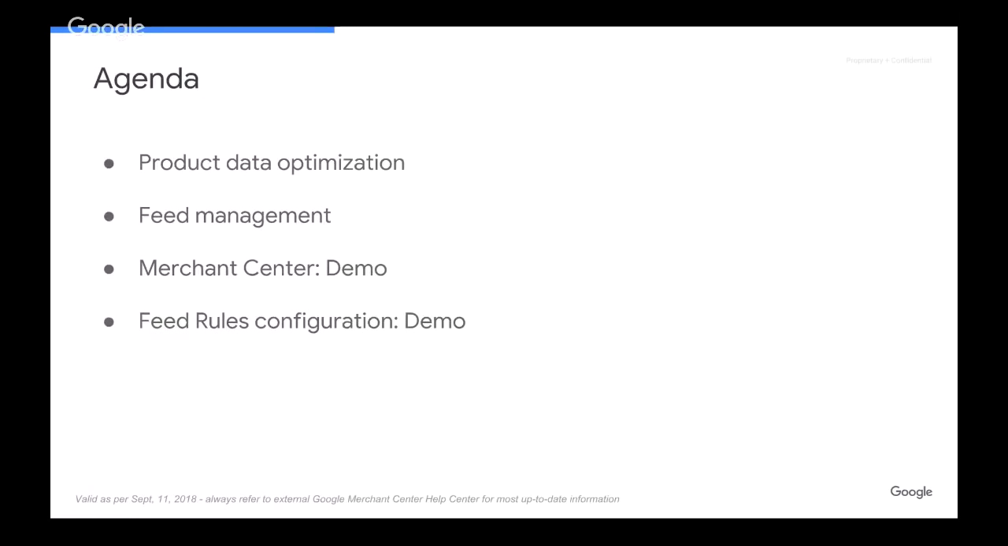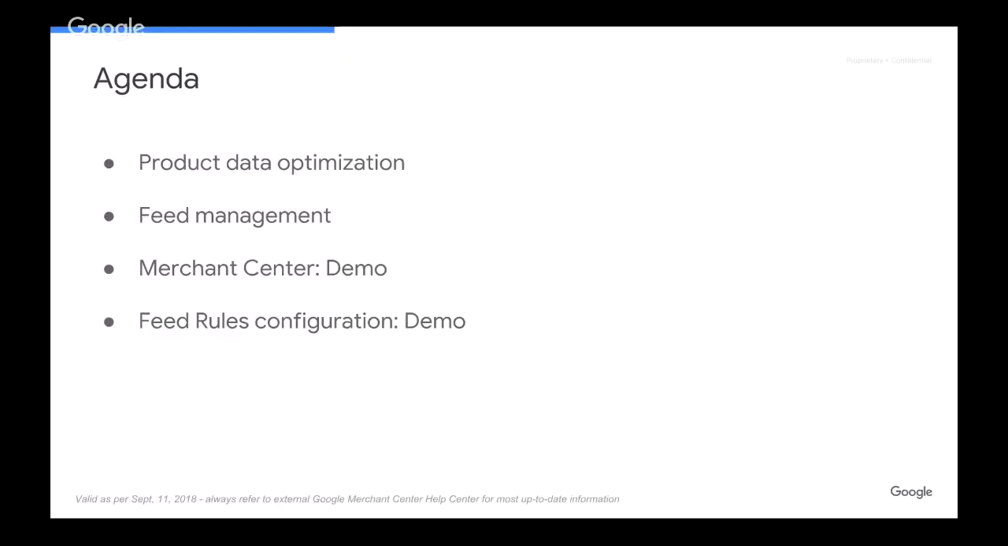My name is Kat, and today I'll be talking to you about product data optimization and feed management, give you a little demo on Google Merchant Center, and also show you how you can use feed rules to change product data directly in Google Merchant Center. So in the last part of the session, you'll actually get to see how to add these rules, make these changes, preview these changes, and set them live in your Google Merchant Center.